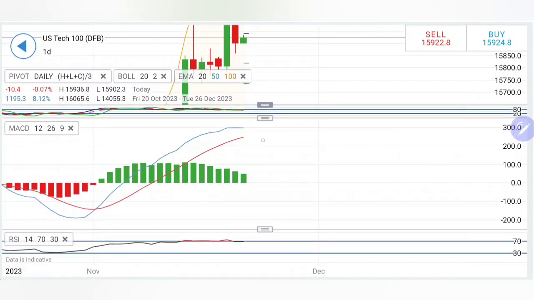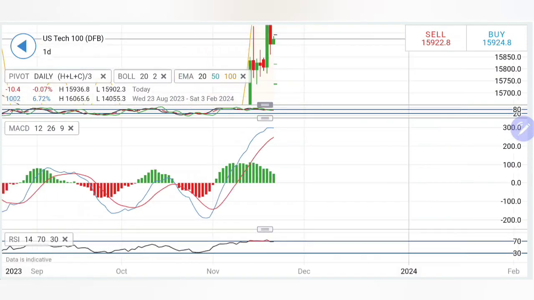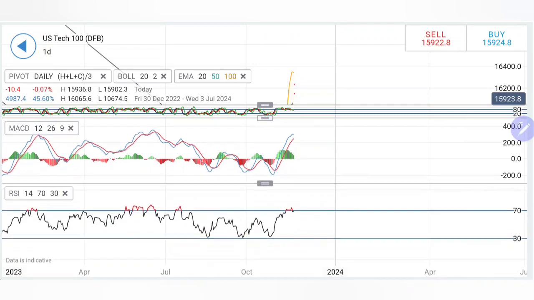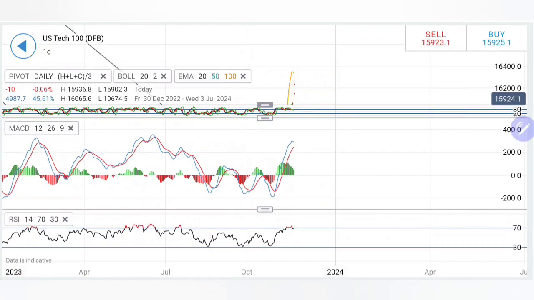Stochastic has dropped a little. MACD trying to converge. It has not yet crossed over. We have to wait for a crossover here. RSI has come out of the overbought zone. Thus, buy at 15,960, sell at 15,900. In between these 60 points, let's not trade Nasdaq 100. Now let's have a look at Dow Jones.